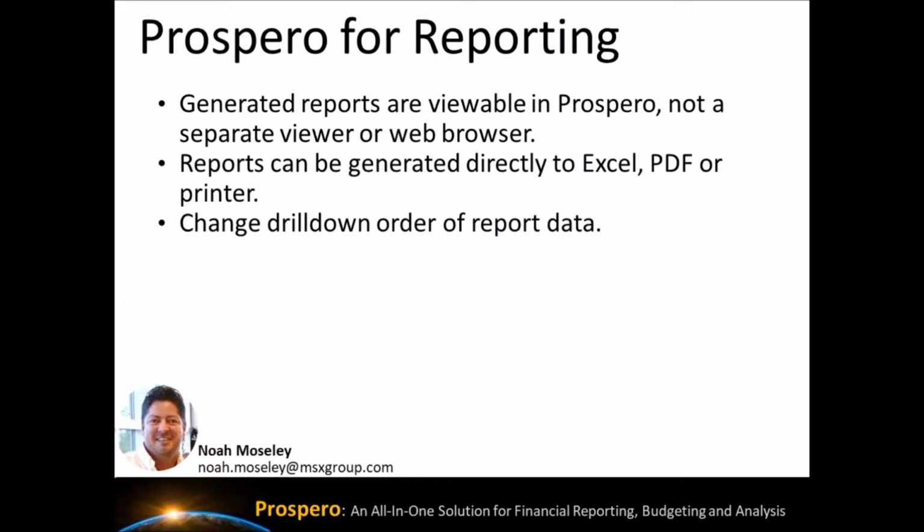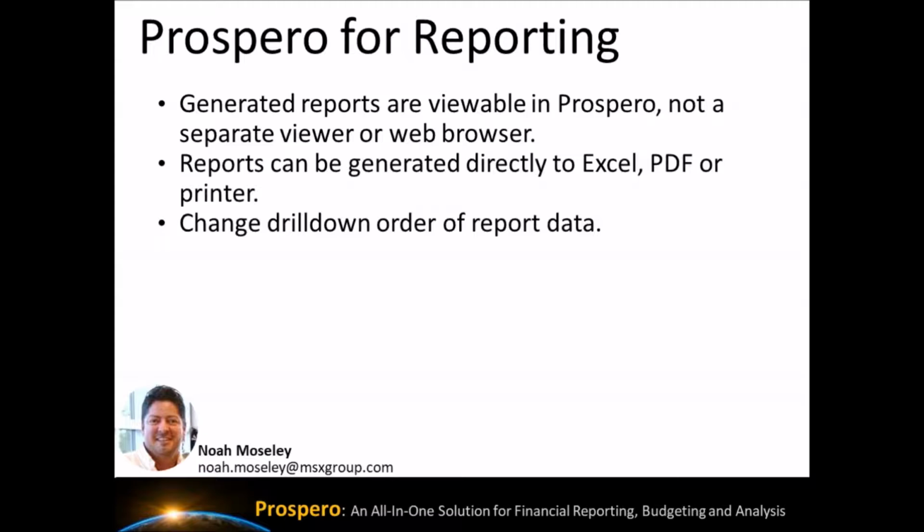Another great feature about Prospero is being able to change the order of drill down when you're looking at the data in any of your reports. While you're actually looking at report data, you can switch the drill down. So instead of drilling down through departments and then locations and then accounts, you might want to drill down directly to the account level first. And you can switch that as often as you need to. It's a really great feature to help you analyze and track down where all of your balances are coming from.